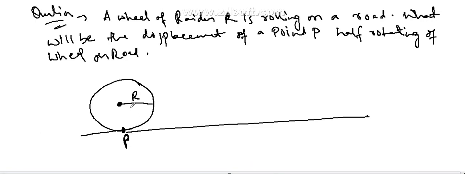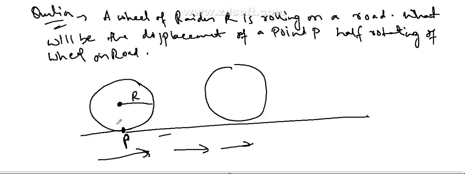Always I forget. So this is a wheel, and this wheel is going towards the right side. What happens if it goes this way? After some time, this wheel comes like this, half rotating. This point will go forward, and this point will come here. Understood? Slowly this is going forward, it will move up, and the point P is here.